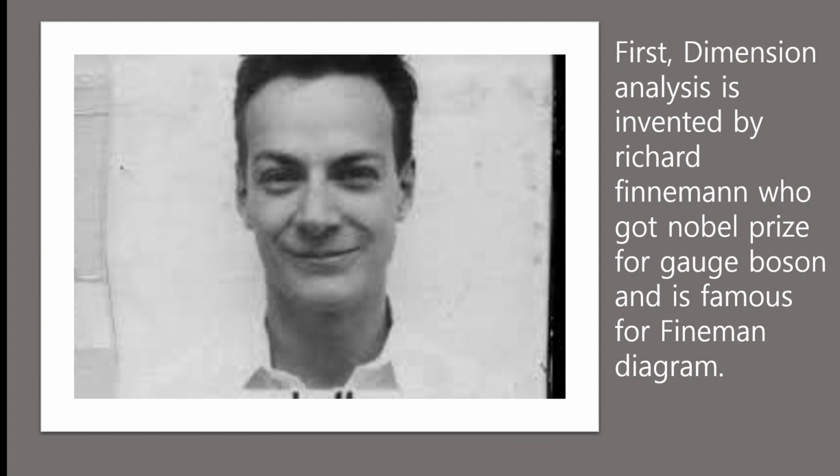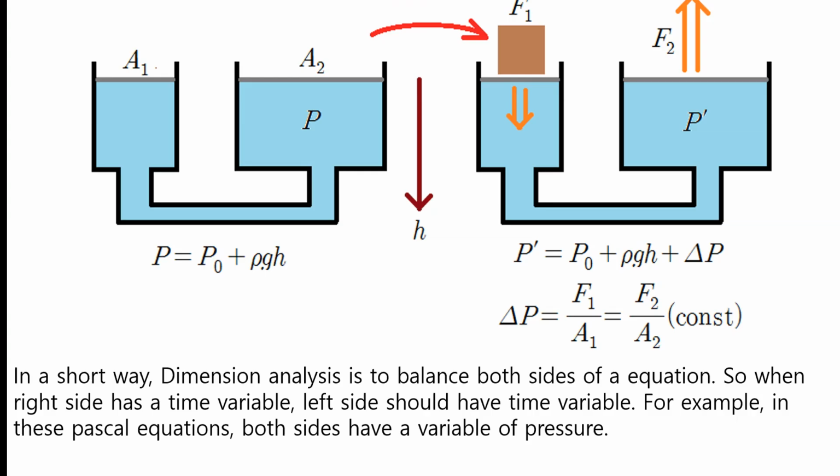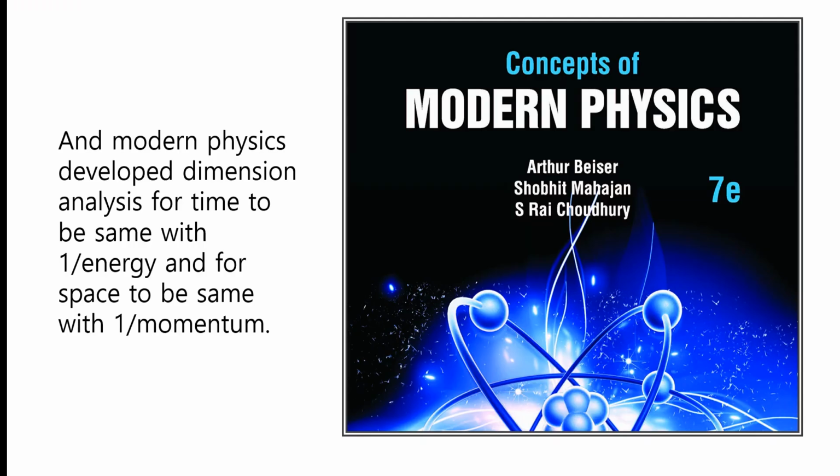First, dimension analysis was invented by Richard Feynman, who got the Nobel Prize for gauge boson, and is famous for the Feynman diagram. In a short way, dimension analysis is to balance both sides of an equation. So when the right side has a time variable, the left side should have a time variable. For example, in this Pascal equation, both sides have a variable of pressure.